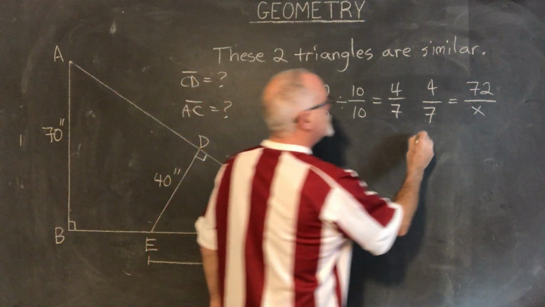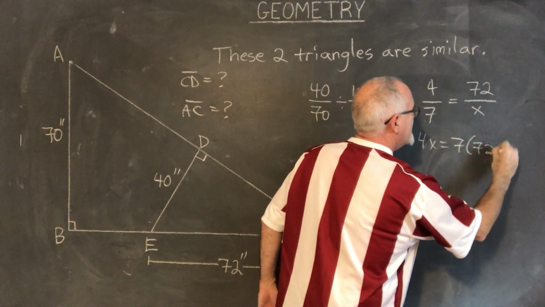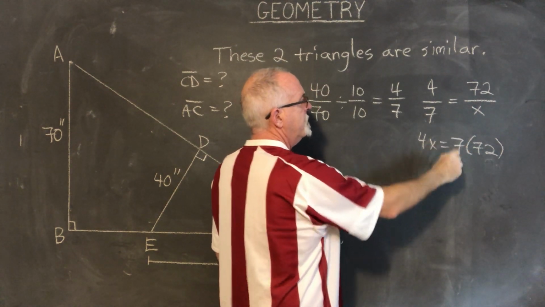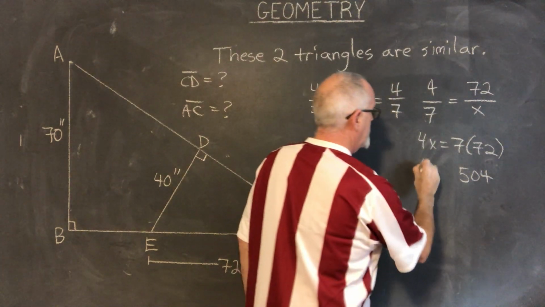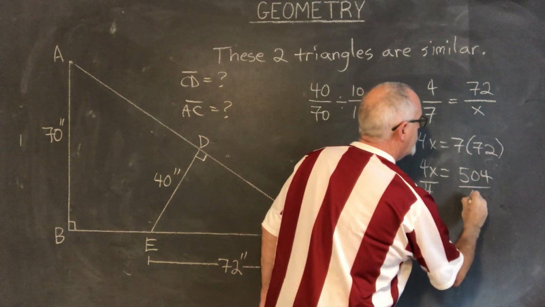Okay, so cross multiplying. 4 times x equals 7 times 72. 7 times 72. 7 times 70 is 490, plus 14 is 504. I will double check. I've learned my lesson. 4x equals 504. And then I divide both sides by 4.